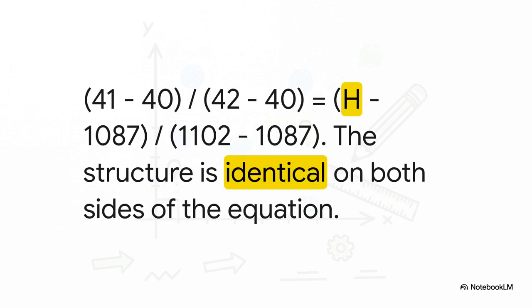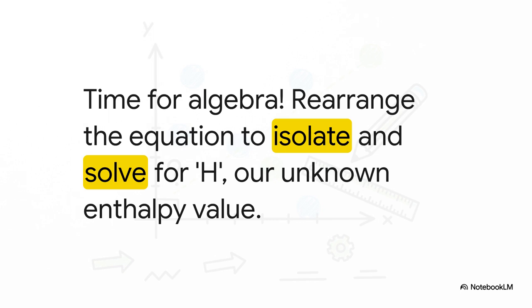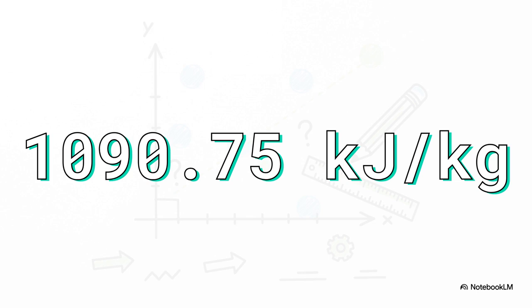So we just plug in the numbers. For the pressure side on the left, that becomes 41 minus 40, divided by 42 minus 40. Simple enough. Now the right side for enthalpy has to look exactly the same but with H as our unknown. So it's H minus 1087 divided by 1102 minus 1087. See? The structure is identical. And you know what? We've done the hard part. From here, it's just a bit of straightforward algebra. All we've got to do is rearrange that equation just a little bit to get H all by itself. So, after we crunch the numbers, and bam! We've got our answer. The estimated enthalpy at 41 bar is 1090.75 kilojoules per kilogram.